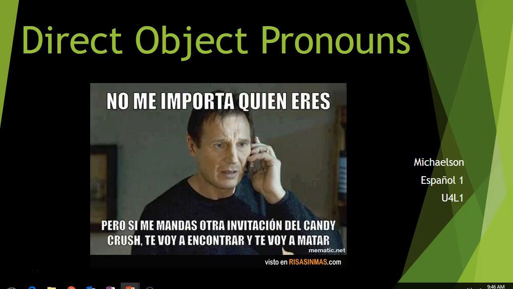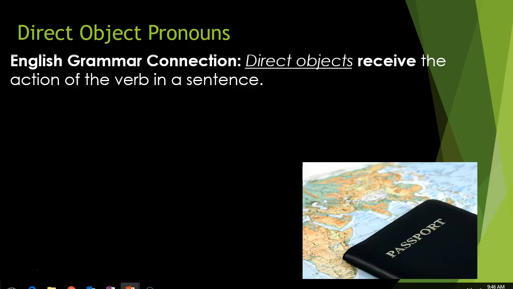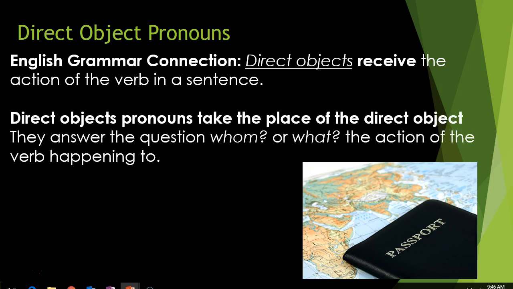All right, here is our presentation on direct object pronouns. Hopefully by the end of this video, you'll be able to understand what our little meme is saying. So, direct object pronouns. English grammar connection: direct objects receive the action of the verb in a sentence. Direct object pronouns take the place of the direct object. They answer the question whom or what the action of the verb is happening to. Those two questions are going to be very important for this concept.